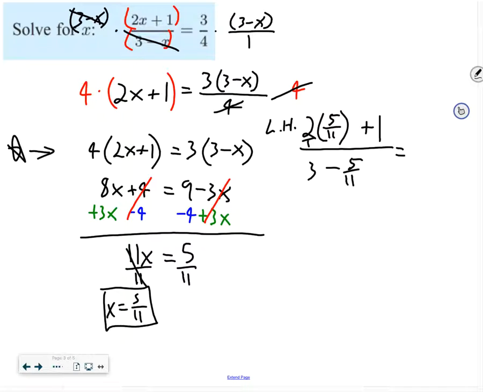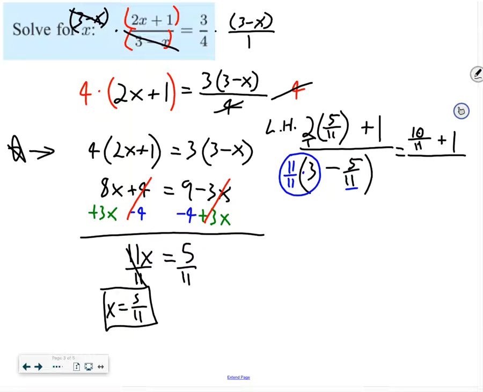So I know this is 2/1. So I'm going to just distribute to that x. So I get 10/11 plus 1 over, well, my denominator, I'm trying to add and subtract fractions, so I need a common denominator. So I'm going to think about multiplying this by 11/11, because I know my denominator is 11 here. So what I'm going to get is, and again, I'm only multiplying this term here by 1, because I don't want to change the denominator.